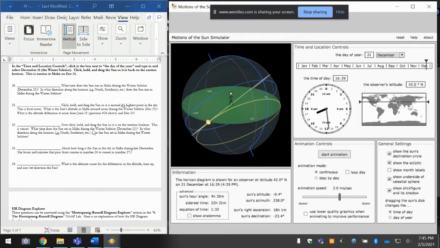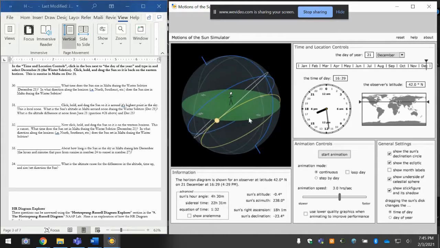What time does the sun set? 4:30 p.m. In what direction along the horizon? And there it is, the southwest, right? Setting in the southwest. How long is the sun in the sky in Malta? So you're going to do the math for that.